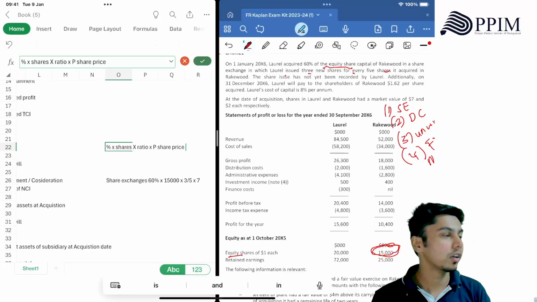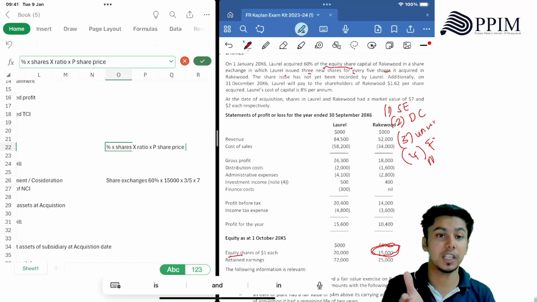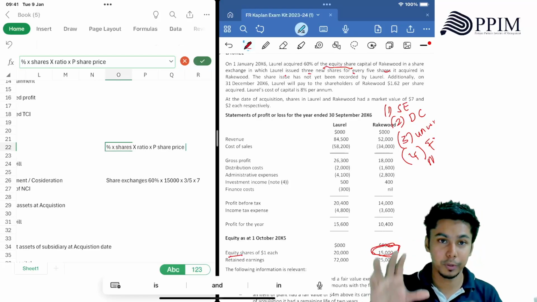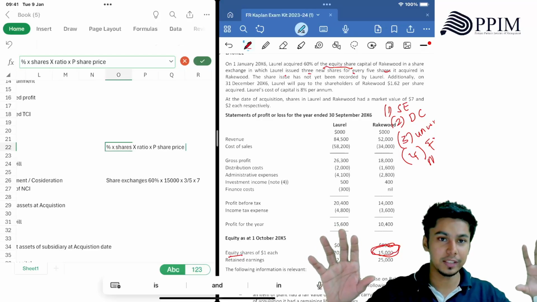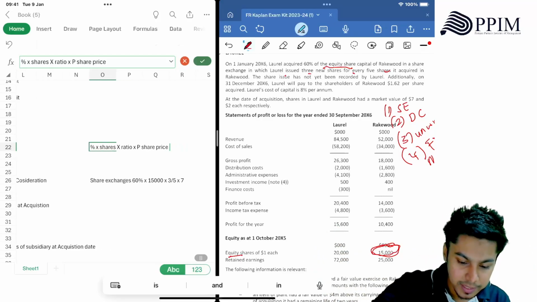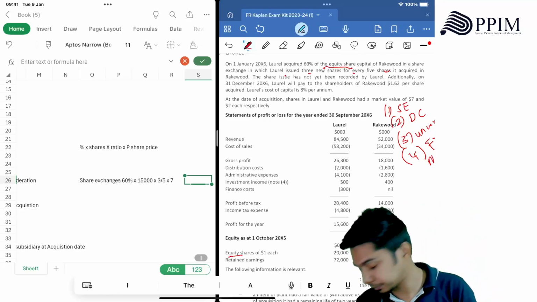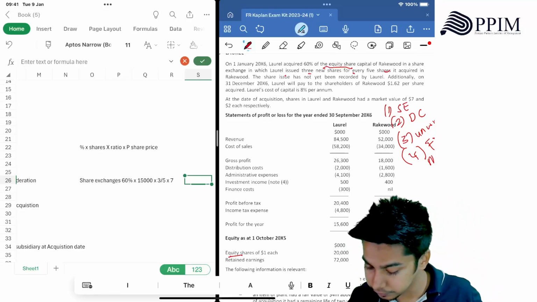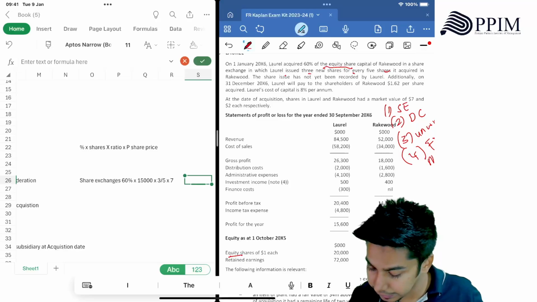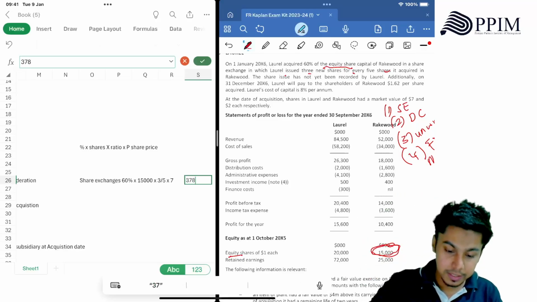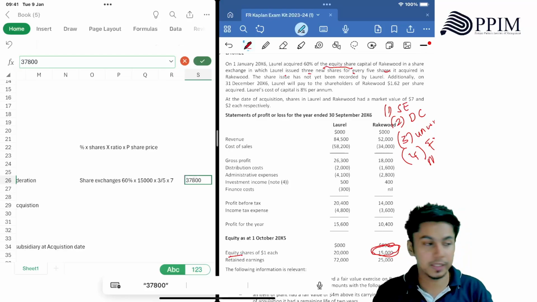Okay, it's not easy, right? I am telling you, calculating goodwill, especially when you do the income statement, can get hectic because it's two different parts now, guys. So therefore it's not easy. Okay, so guys, share exchange, can someone tell me what's the answer we are getting in that case? 60% of 15,000 and that into, yeah, so guys, we are getting 37,800. Are all of you okay with that answer? Check and see.